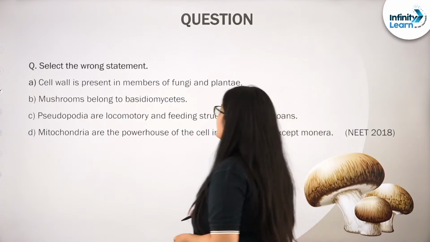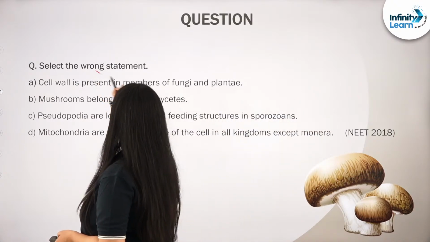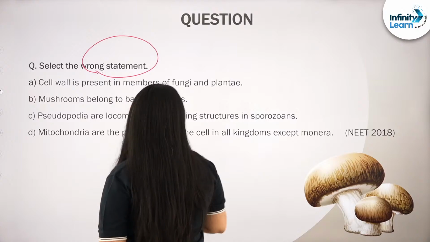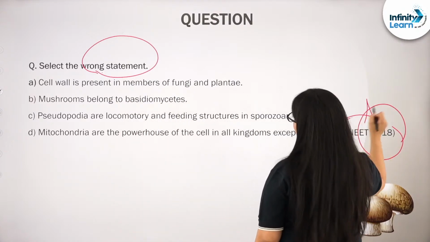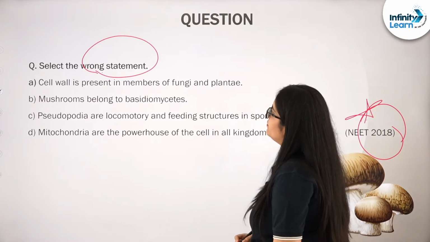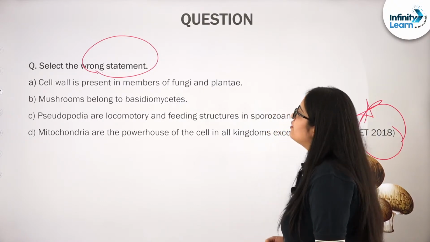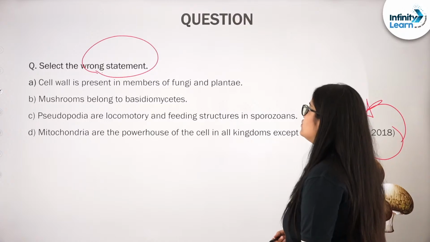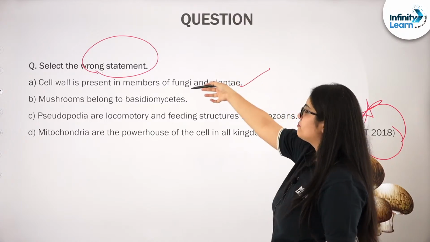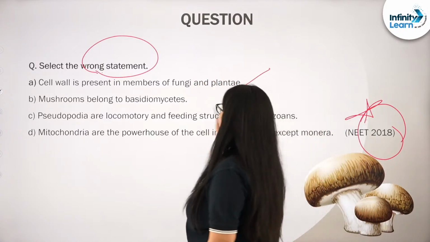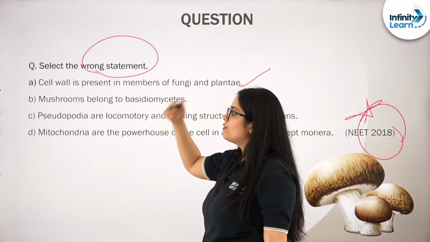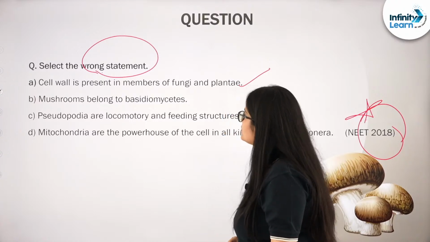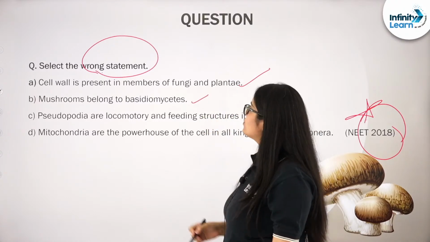Which of the following is a wrong statement? This question was asked in NEET 2018, my kids. Let me read out for you. Cell wall is present in members of fungi and plantae, cellulosic and composed of chitin, right? Plantae will have cellulosic cell wall, fungi will have cell wall made up of chitin. Mushrooms belong to Basidiomycetes. This is also right.